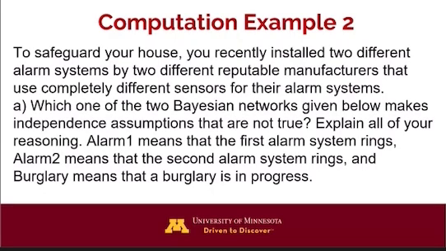Now, to safeguard your house, you recently installed two different alarm systems by two different reputable manufacturers that use completely different sensors for the alarm system. Which one of the two Bayesian networks given below makes independent assumptions that are not true? Please pay attention: independent assumptions that are not true. Explain all your reasoning. Assume alarm one means that the first alarm system rings, alarm two means that the second alarm system rings, and burglary means that a burglary is in process.